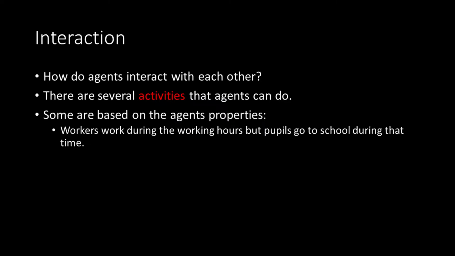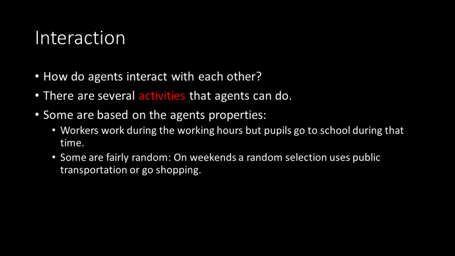Now, how do the agents interact with each other? An agent can spend his time on different activities. Sometimes the activity is related to his properties. For example, workers go to work and have contact to their colleagues during working times, while pupils attend their classes and have contact to their classmates at the same time period. But there are also more or less random contacts. For instance, if people use public transportation or go for shopping at the weekend.